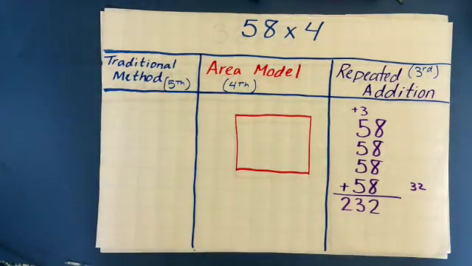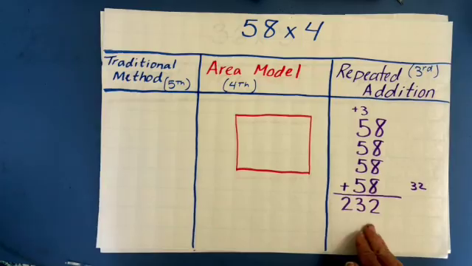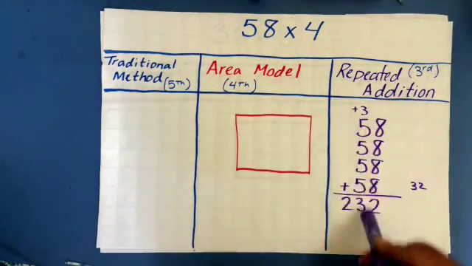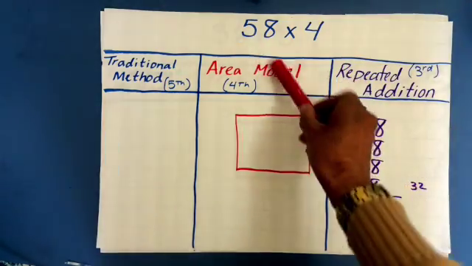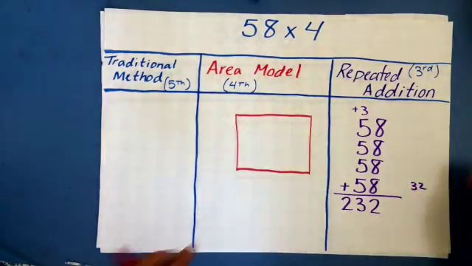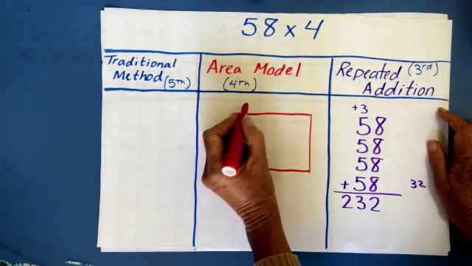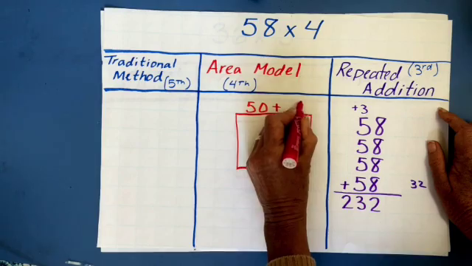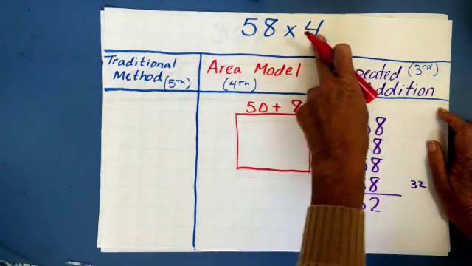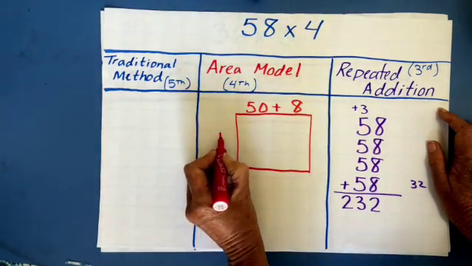Okay, so I got 232 using repeated addition. That seemed like a cool way to do it. This problem's easy enough. Now here we're going to do it a little more advanced way, which is taking 58 and writing it in expanded form. So that would be 50 plus 8. And then writing this number in expanded form would just be 4.